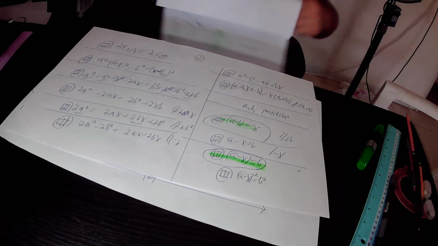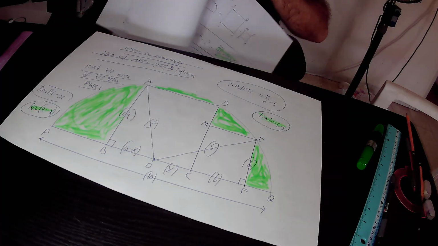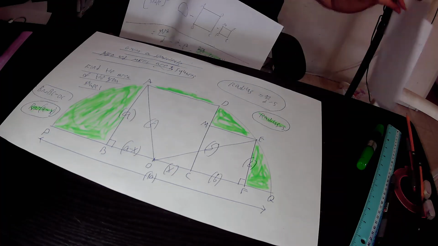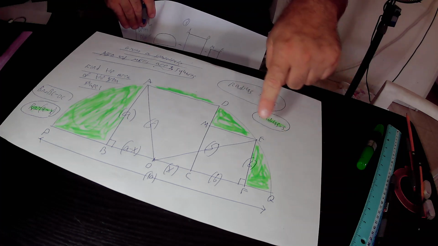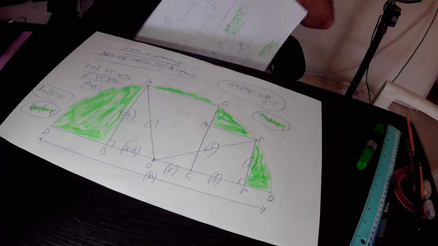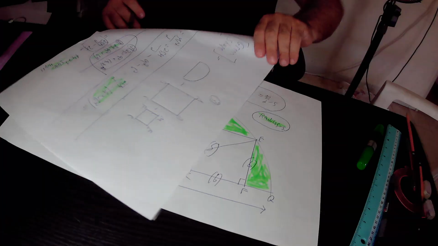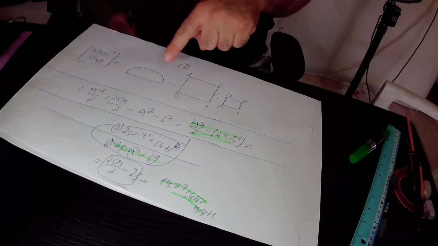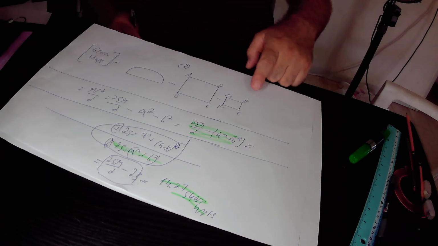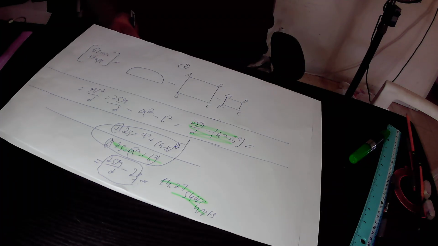Again, our task is to find the area of this green shape. The area of the green shape equals the area of the big semicircle minus the area of the big square ABCD minus the area of the small square MEFC.